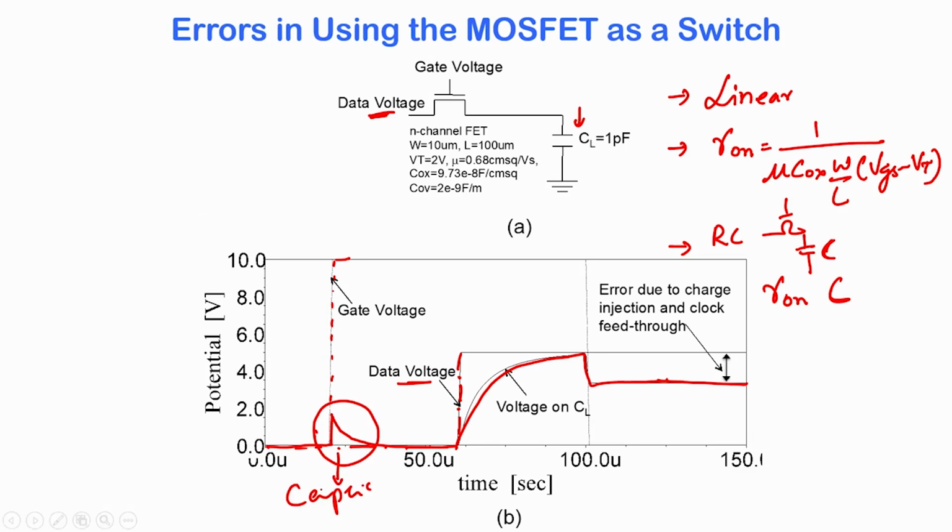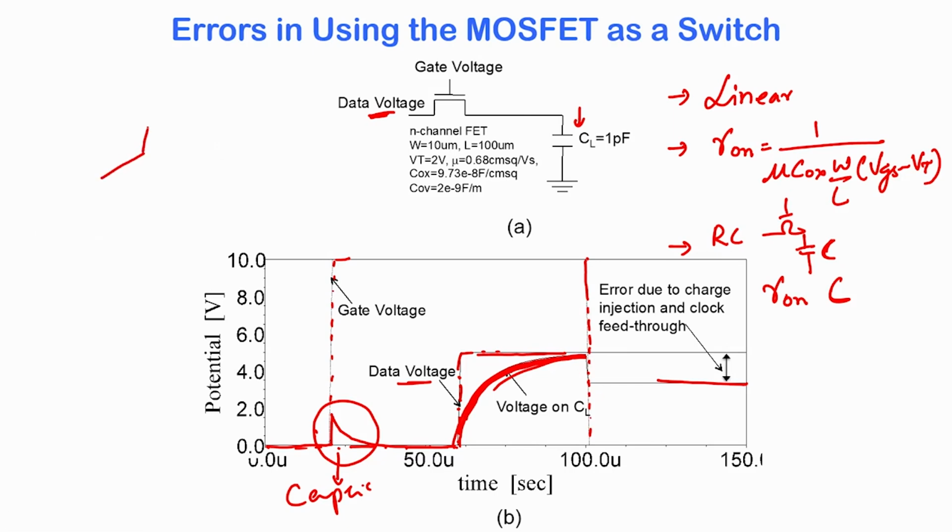And then the moment the data voltage turns on, the capacitor starts acquiring charge, it starts charging up till the data voltage. We have already seen the RC time constant for this. And then the gate voltage turns off here.